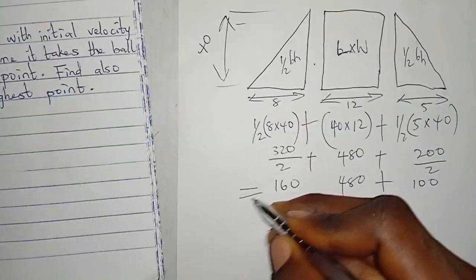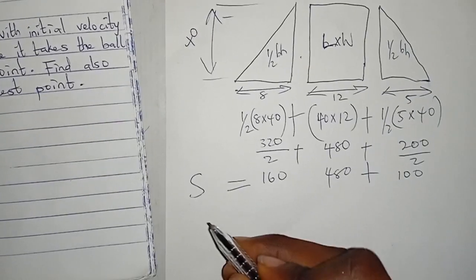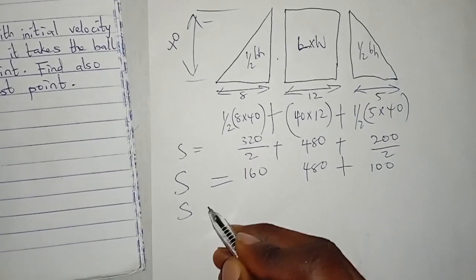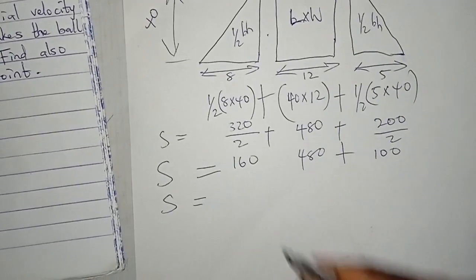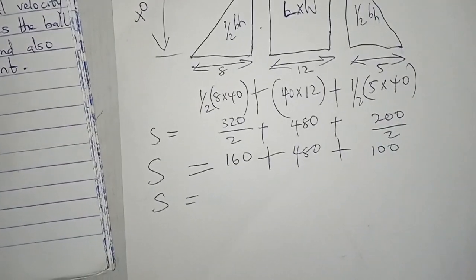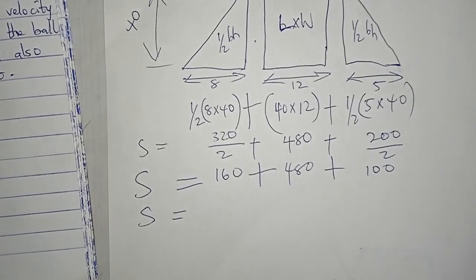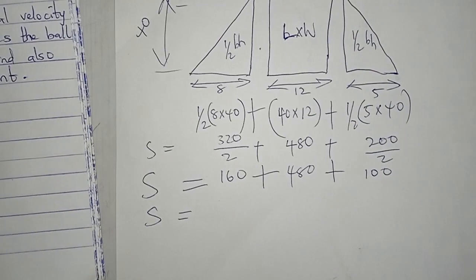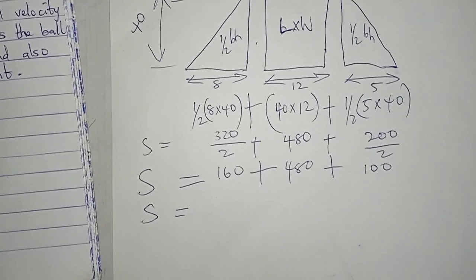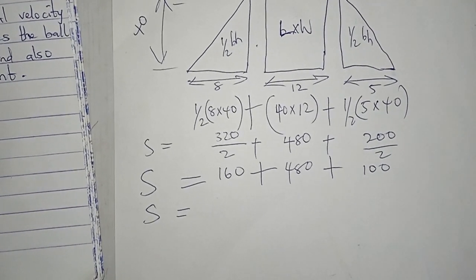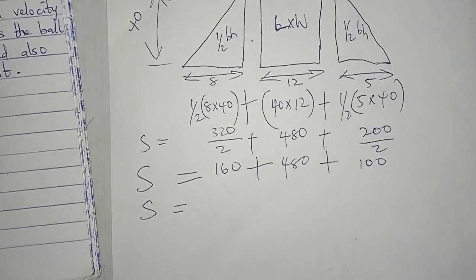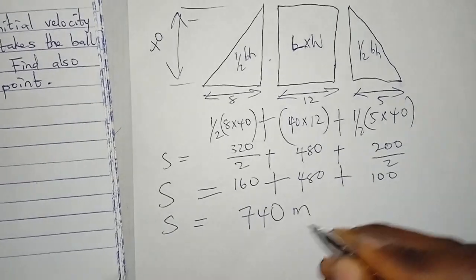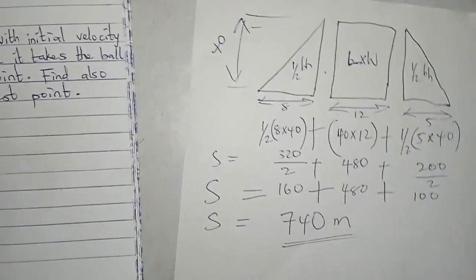So you see the distance, I want to tell my students, remember I told you distance and displacement are the same thing, but it's just that displacement has direction. So the distance will now be 160 plus 480 plus 100. So you now get 740 meters, and that's your final answer.